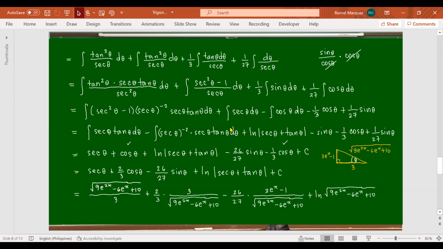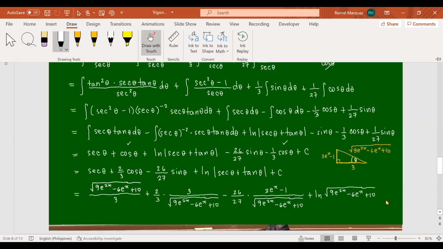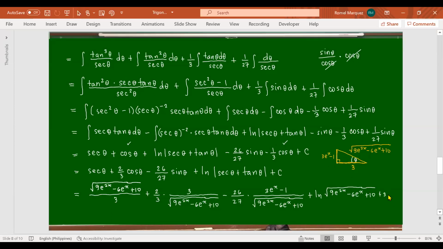So plus 3 e to the x minus 1, all over, same, no? All over 3. Plus silang over 3 plus c. Yan na. That's it.